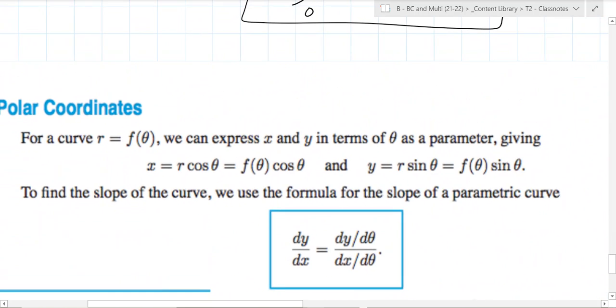So this is what you see. When they say f of theta, you can say r of theta. It's just the name of the function right there. It's the distance from the origin. So dy/dx, does this look familiar? It's the same, right? So let's go back to our petal, though.